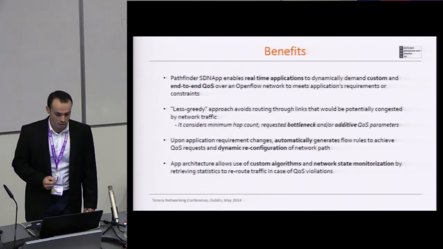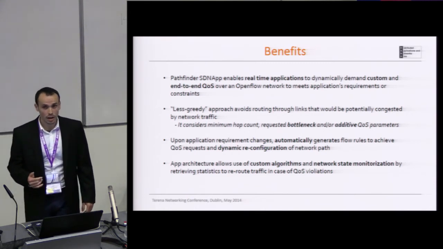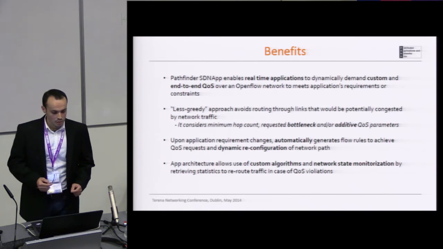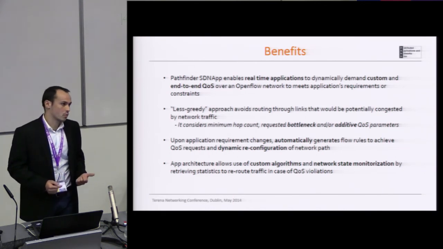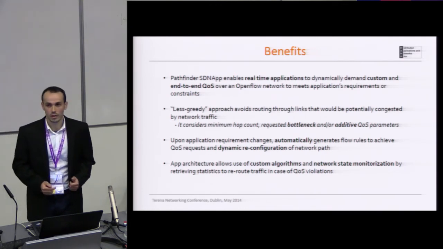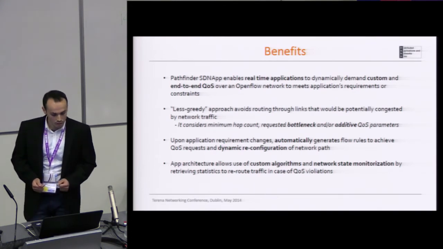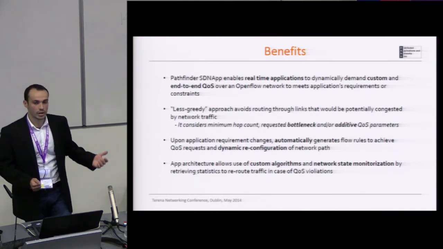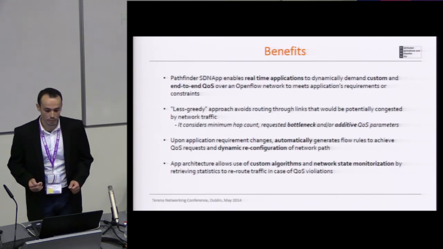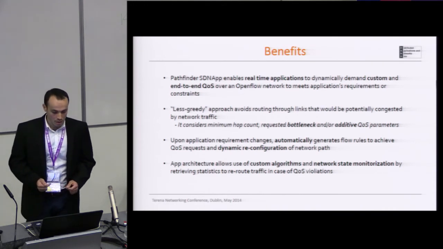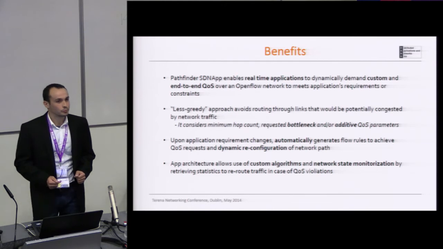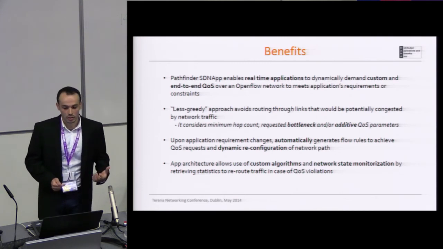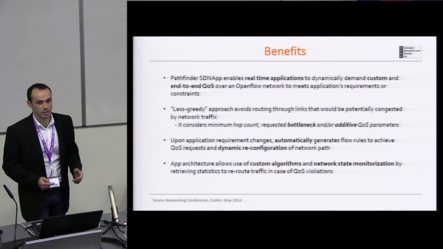Upon application requirement changes, we make use of automatic generation of flow rules to install over an end-to-end path on the network, and we try to get the queues requested on demand and real-time dynamic reconfiguration of a network path if necessary. Furthermore, the app architecture allows us to make use of custom algorithms and, thanks to other external applications built on top of the SDN controller, we can use network state monitoring by retrieving statistics, and then use mechanisms like event triggering to reroute if one of our QoS paths has a violation.